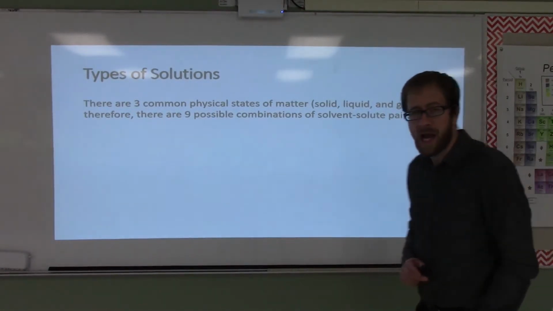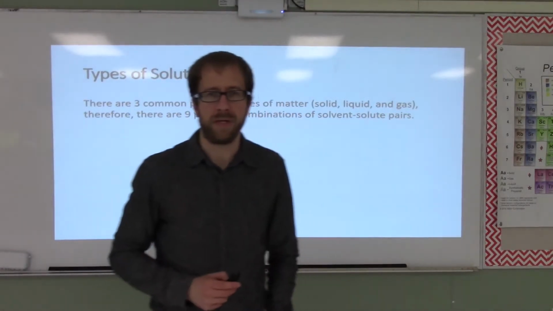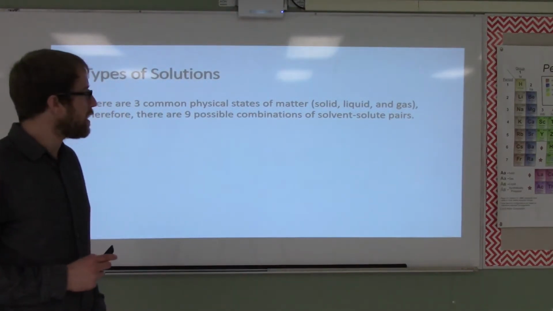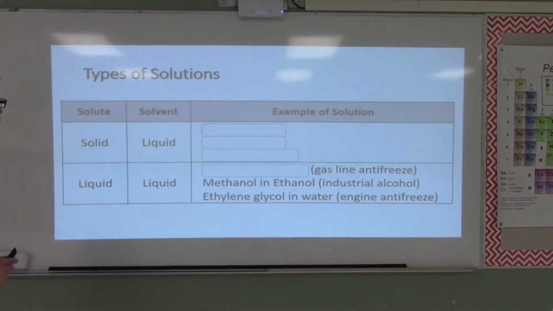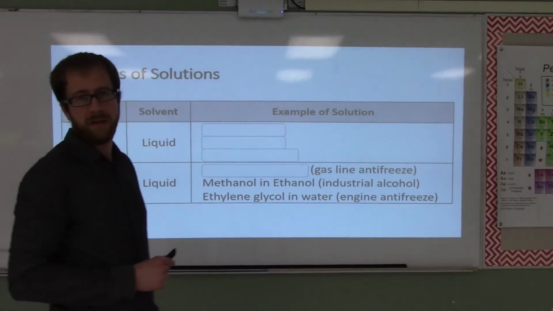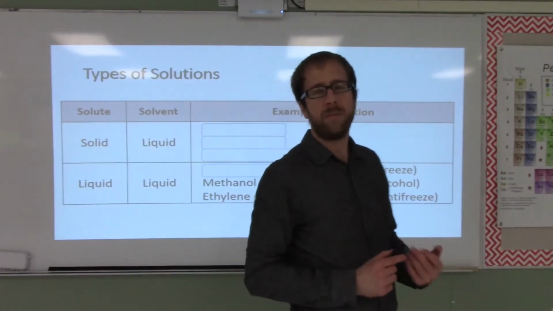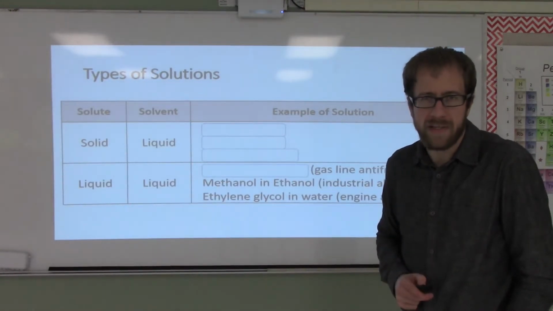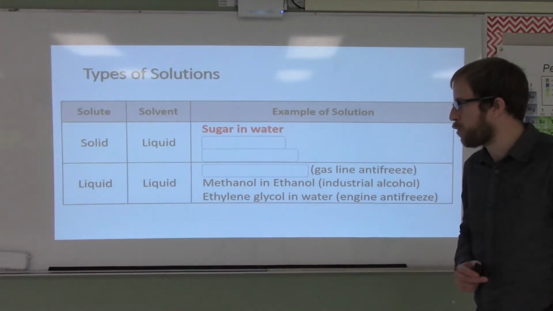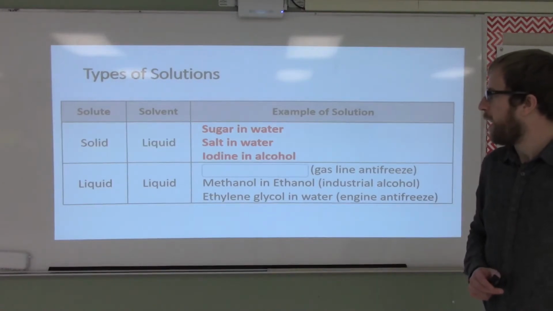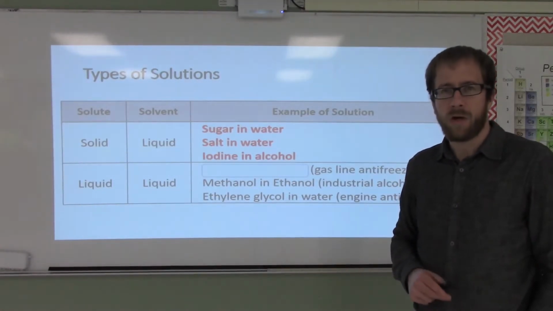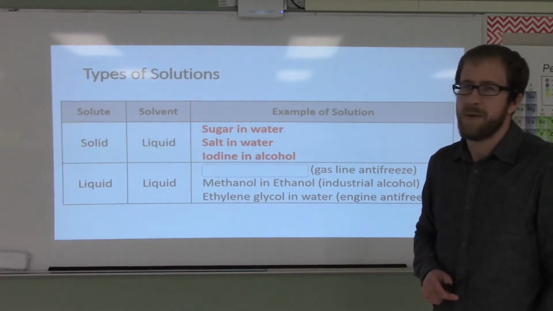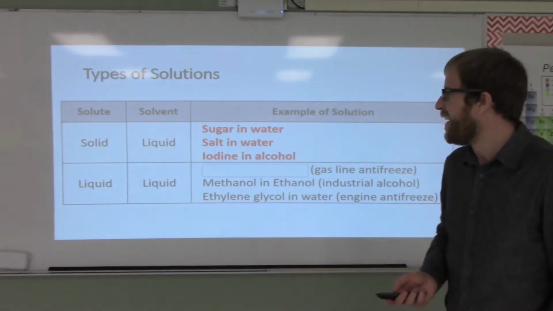Types of solutions. There are 9 possible combinations between our 3 phases. And let's start with a solid solute dissolving in a liquid solvent. One of the more common situations we will be exploring. You guys all know a ton of examples of this. Things like sugar in water, salt in water, iodine in alcohol. Maybe you're not as familiar with that one.